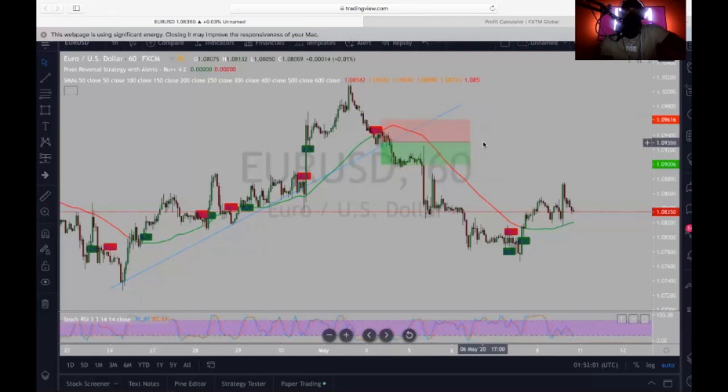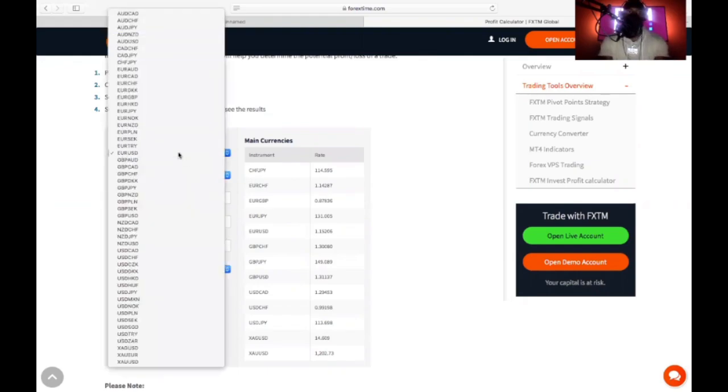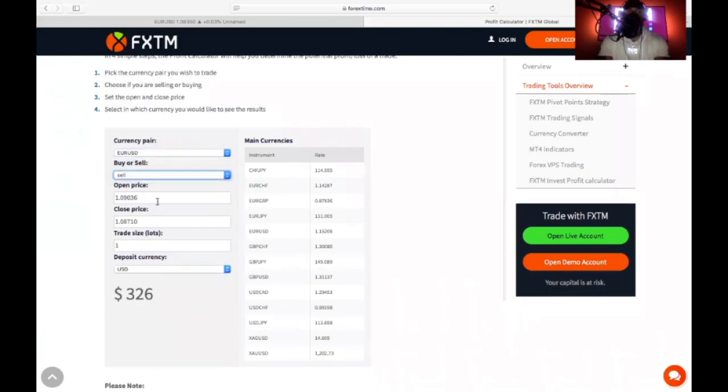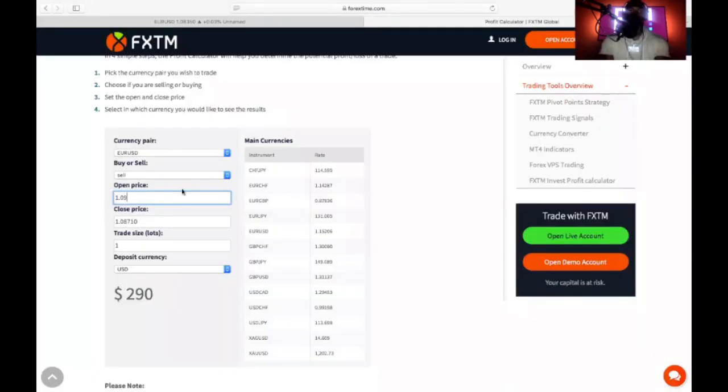Okay. We would have gotten this trade at about 1.09300. This is just a calculator that I use just to determine how much profit or loss you would potentially make on a trade. So our currency pair that we're looking at is Euro USD. Boom. This was a sale. Our open price was 1.09. Let's just say we got in at 1.09300. All right, keep it simple.